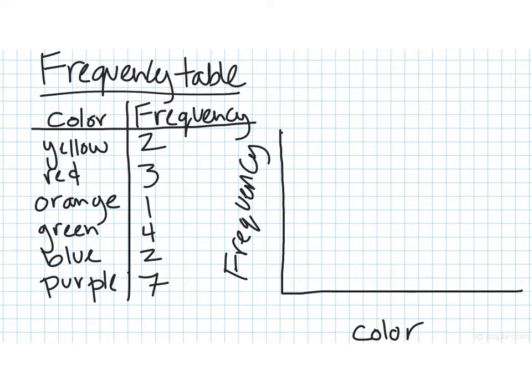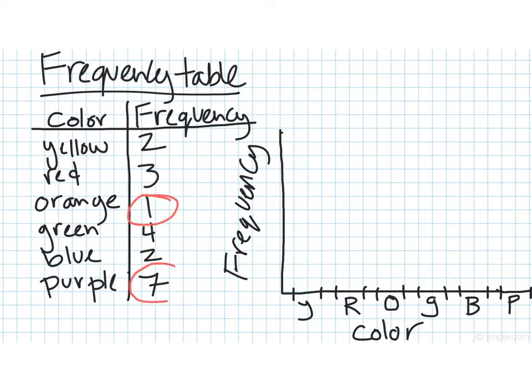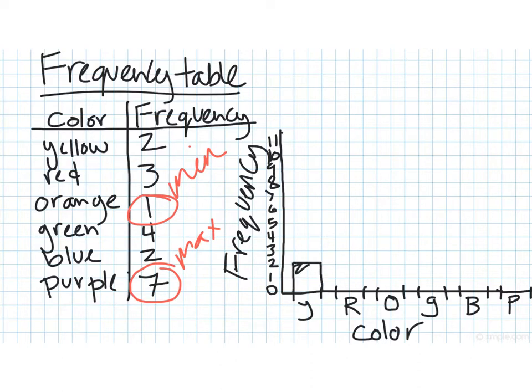So I'm going to have the color on the horizontal axis, and I'm just going to use a letter for each of them. And then I'm going to look at the frequencies. It looks like my minimum was 1 and my maximum was 7. So that means I should probably start at 0, but I need to go up at least to 7. Now I'm going to put in my bars. Yellow needs to go up to 2. So in that yellow spot, I'm going to do a bar that goes up to 2. Then red needs to go up to 3.